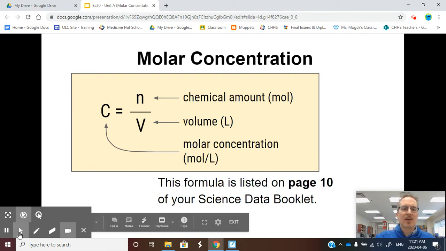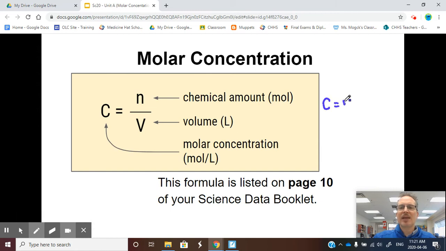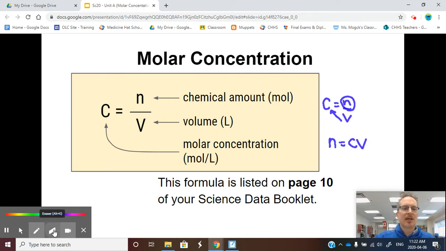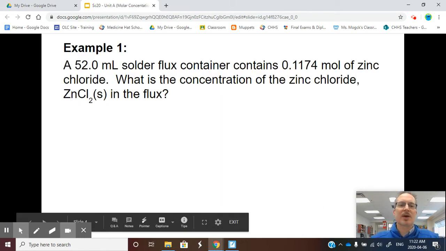Makes sense. The one thing I would like to point out is if we use this formula and we have to solve for, let's say, n. To solve for n, remember, when I cross the equal sign, the variable I'm moving changes floors. So if I'm going to solve for n, V is going to move to the other side. That means it's going to go upstairs from downstairs, and we're going to be left with n equals concentration times volume. And we may need that on the next slide. So let's clear all of this and move on and try a question.